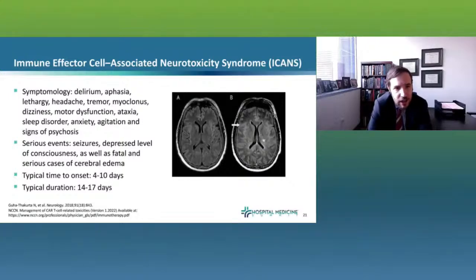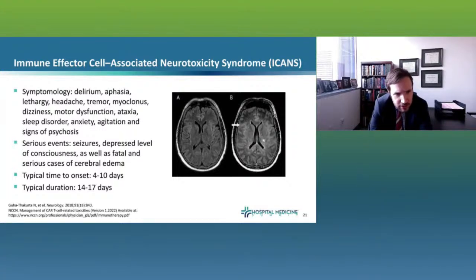In fact, patients that are getting these CAR T cells are, of course, in an institution that takes care of patients with CAR T cells. They have protocols in place. The nurses are doing neurochecks on a regular basis throughout the day to ensure that these issues are not transpiring. Of course, serious events would be seizures, depressed level of consciousness, and some people can have fatal cerebral edema. So something to be very vigilant of.